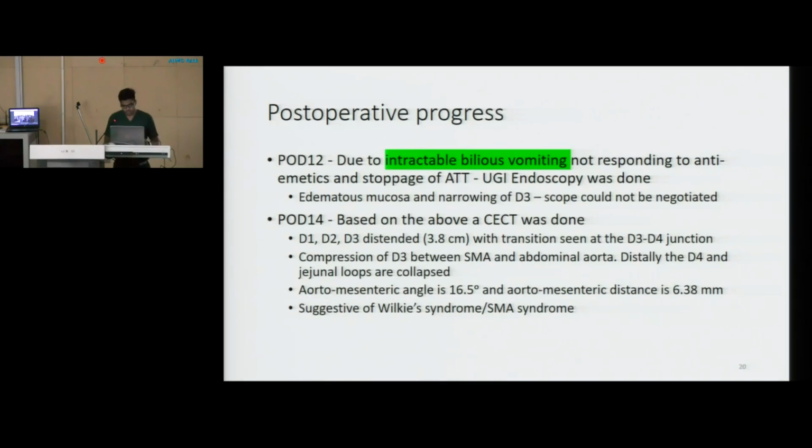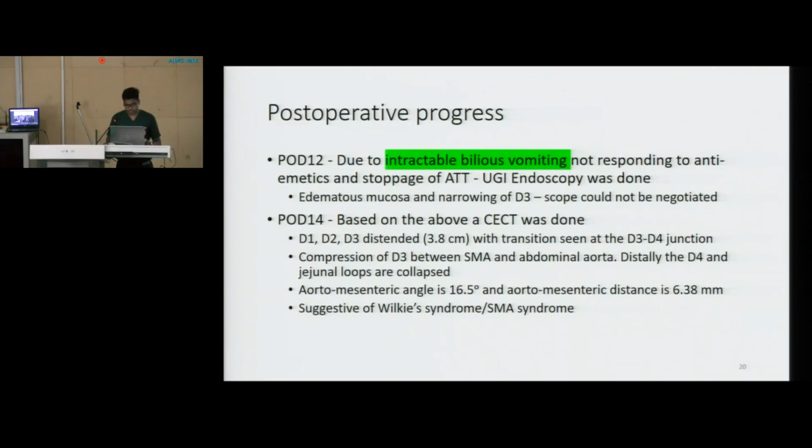Upper GI endoscopy showed edematous mucosa and narrowing of D3 and the scope could not be negotiated. Based on the above upper GI findings, the patient was planned for CECT whole abdomen, which showed that the D1, D2, D3 were distended with transition seen at the D3, D4 junction. There was compression of D3 between SMA and abdominal aorta. Distally, the D4 and jejunal loops were collapsed.